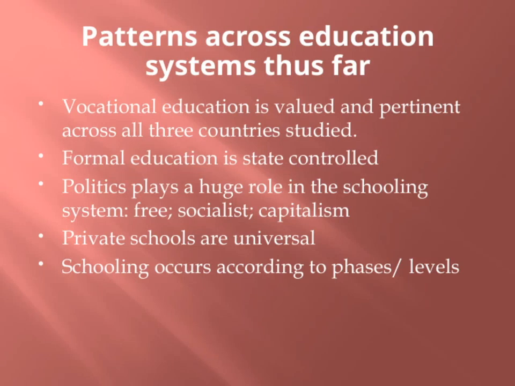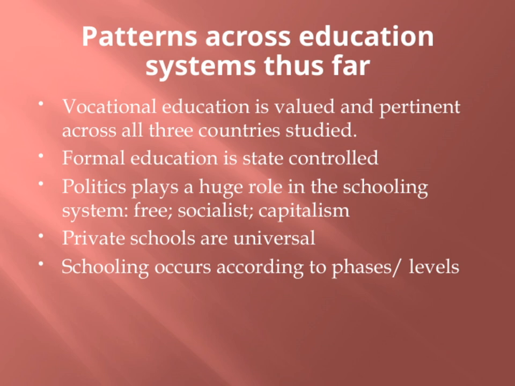Vocational education is highly valued and relevant across all 3 countries we've studied. It's seen as an important pathway for many students, offering practical skills that can lead directly to employment. Formal education, on the other hand, tends to be state-controlled in these systems, which means governments play a central role in setting curricula and standards. Politics also has a significant influence on how schooling is structured and operated. Depending on the country, the education system can be influenced by different political ideologies, whether it's a free market approach, socialist principles, or capitalism. This political context shapes policies and the overall focus of education.